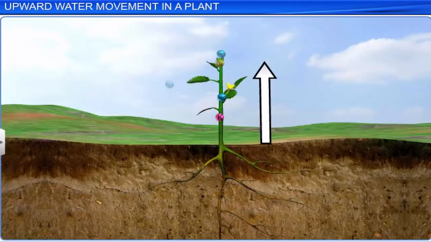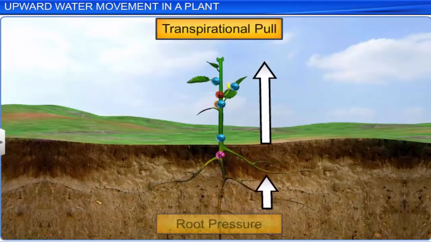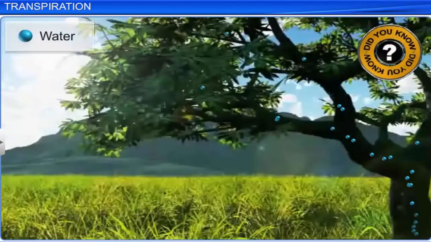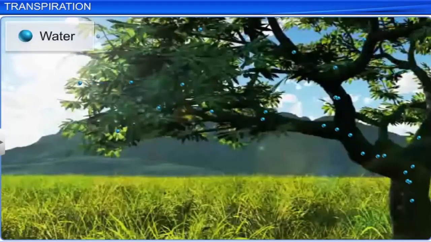Therefore, we can conclude that together, transpirational pull and root pressure are responsible for the upward movement of water in plants. Did you know that a fully grown tree may lose thousands of liters of water through its leaves on a hot, dry day through transpiration?